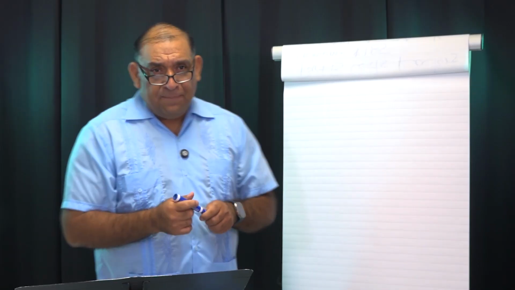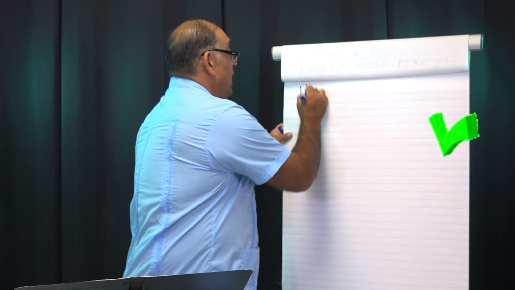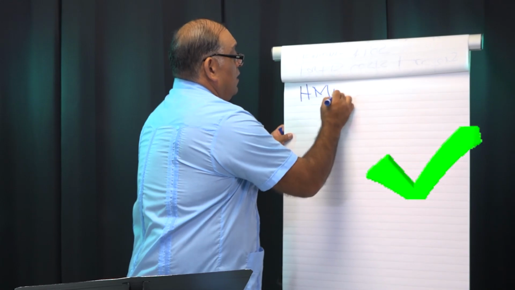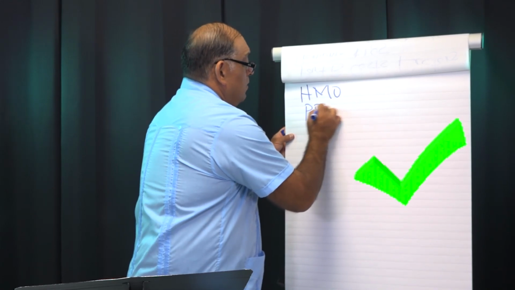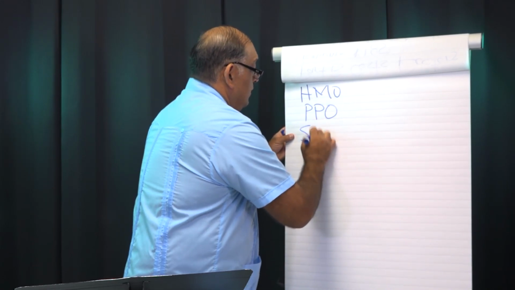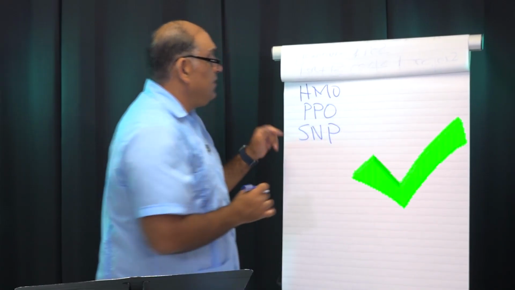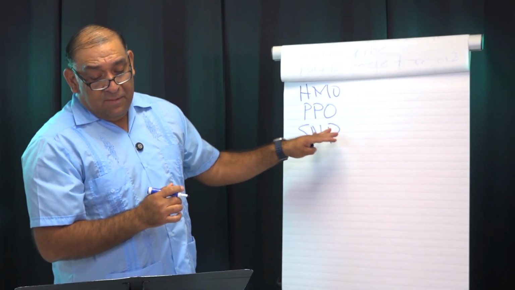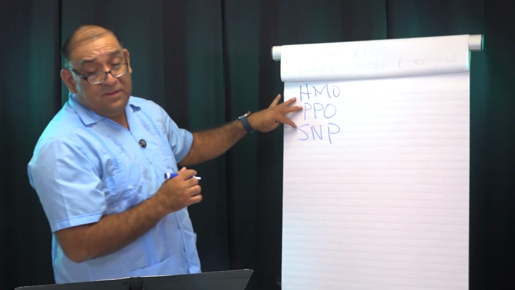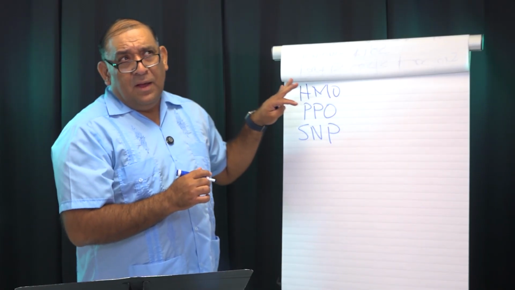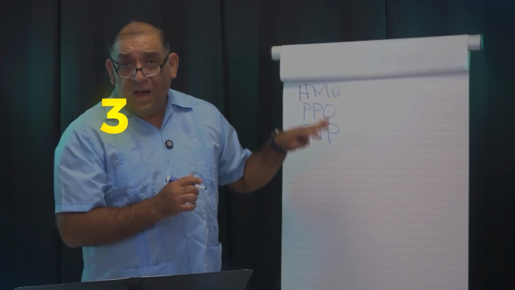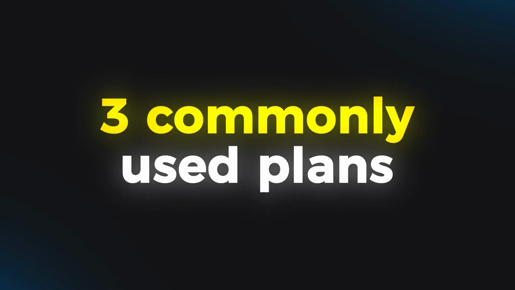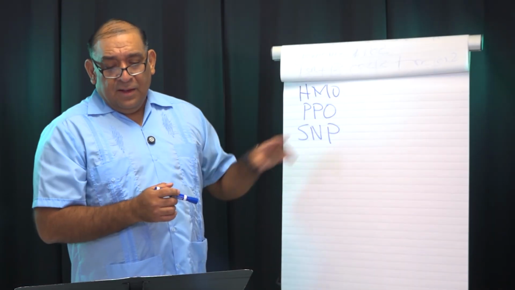There are several types of plans: HMO, PPO. Insurance companies love to use abbreviations. These are three of the most popular or most commonly used plans in the country. Let's start with HMO.